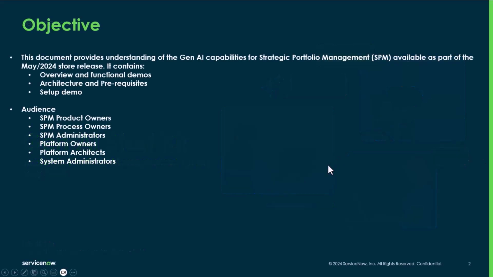This document will help you understand the GenAI capabilities available for SPM, the Strategic Portfolio Management solution, from the May 2024 store release. We are going through an overview and functional demos, a high-level view of the architecture and prerequisites required to have GenAI for SPM available, and also setup demos to help you set up the functionalities as well.